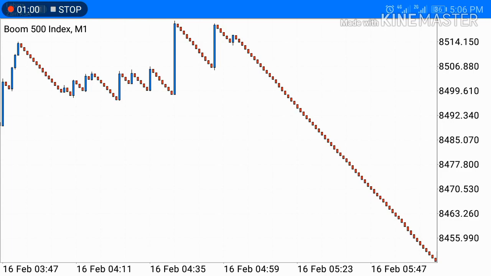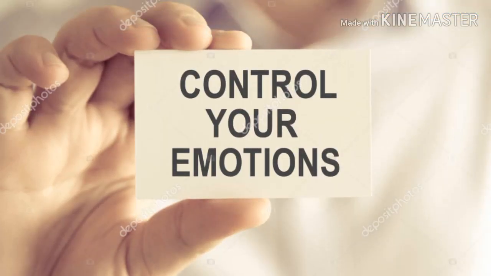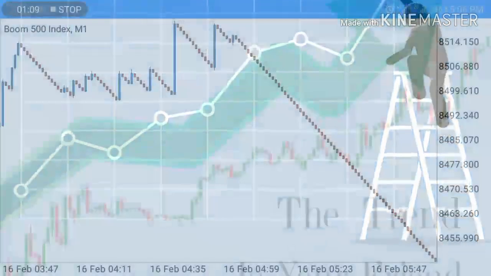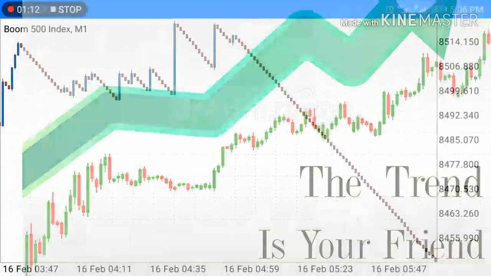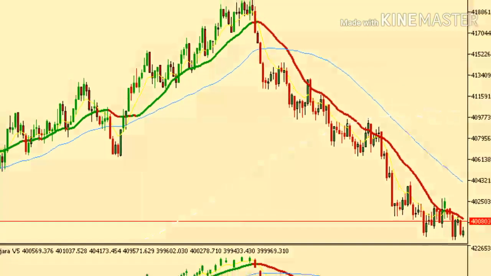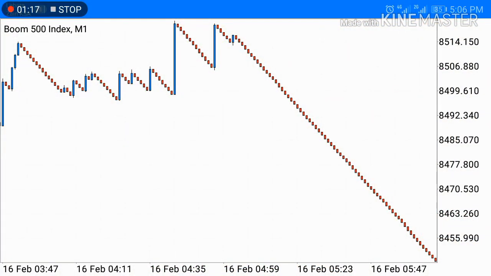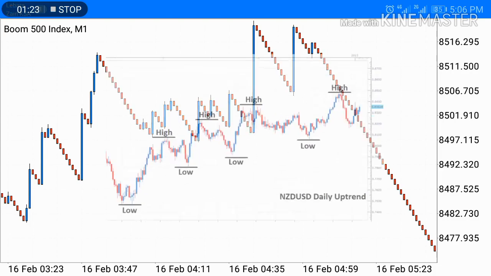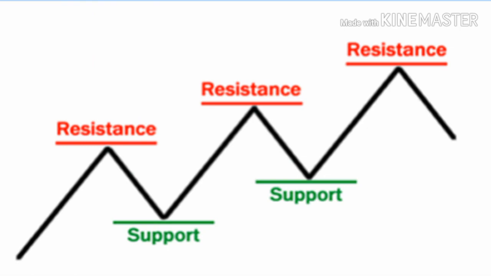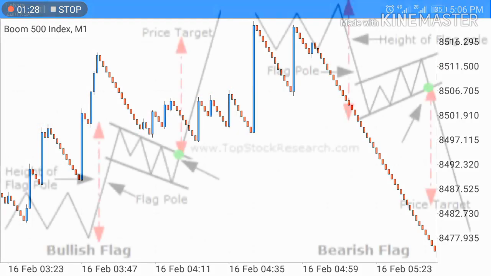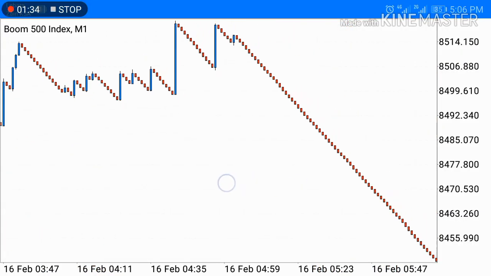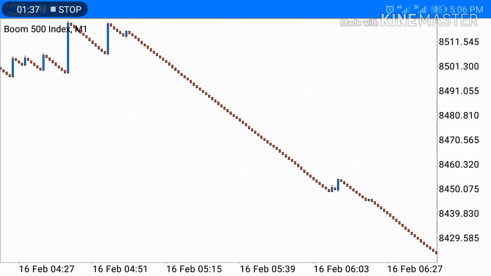Once you start trading on a real account, control your emotions. Always follow the trend, because the trend is your friend. Only one friend you have in this market, and that is the trend. And you must highlight the areas of the trend, like high and low, support and resistance, and take some help from price action. Those are the basic technical points. I hope you all understand what I mean.